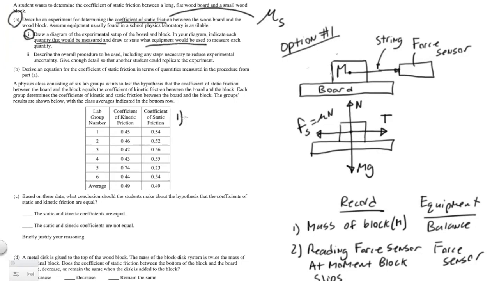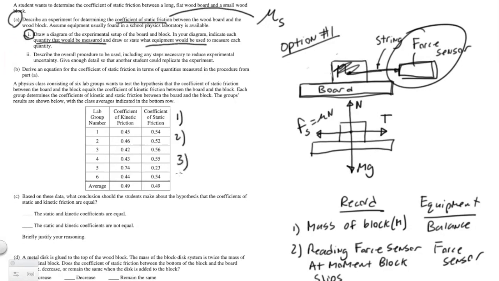So number one, you're going to say this: place block on the horizontal wood board. So block goes on horizontal wood board. Then step two, attach the force sensor to the block with a string. That would be step two.